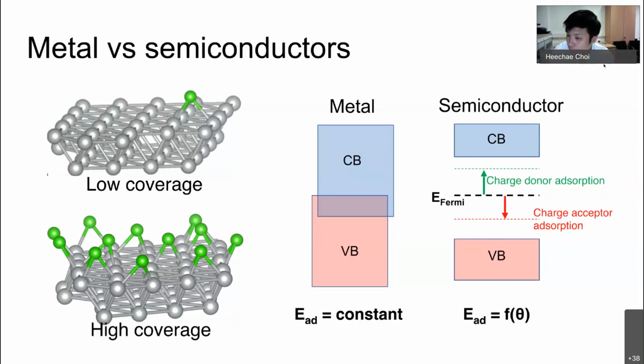When a charge acceptor is adsorbed on the surface of a semiconductor, the charge acceptor takes electrons from the semiconductor surface, and then the Fermi level goes down. Then the adsorption energy becomes much higher, which means that adsorption gets weaker and weaker with increased coverage. So we have to consider this, but nobody has considered this situation ever before.